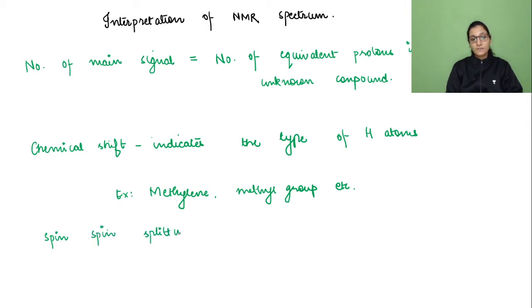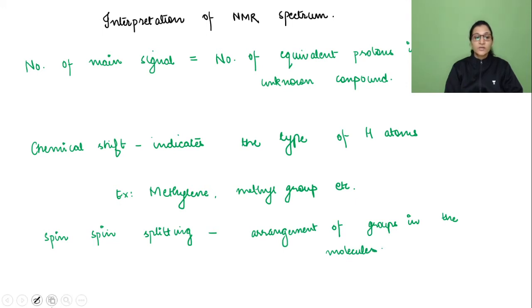Spin splitting is basically the arrangement of groups in the molecule, that is, how they are actually arranged. After that, talking about the area of peak, whether it's a narrow peak or a broad peak.